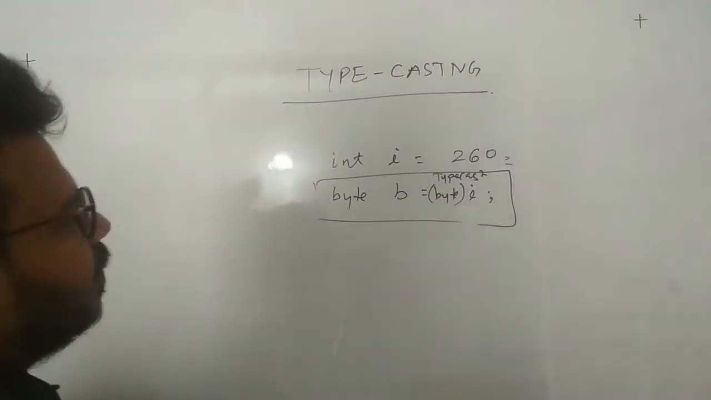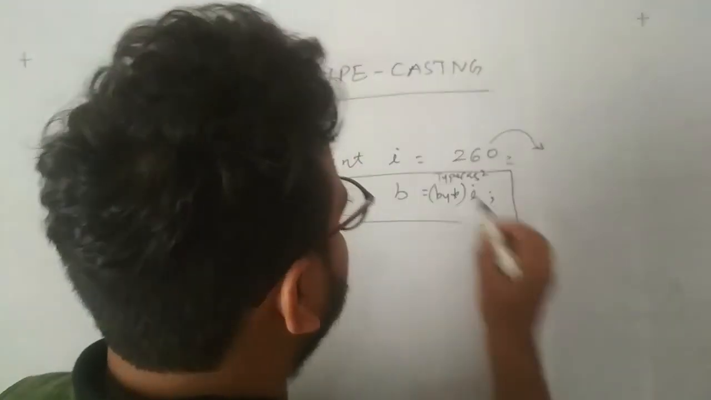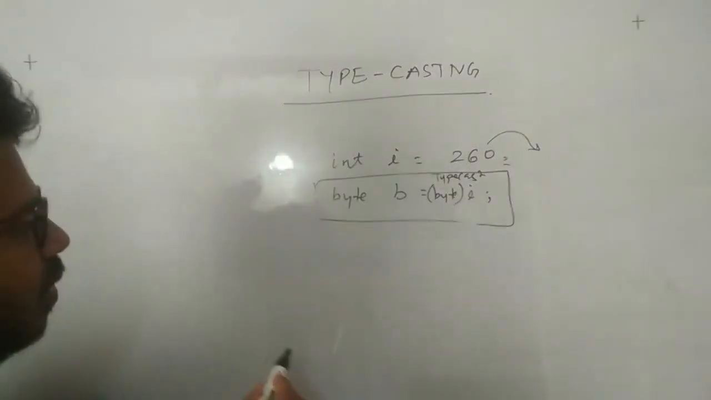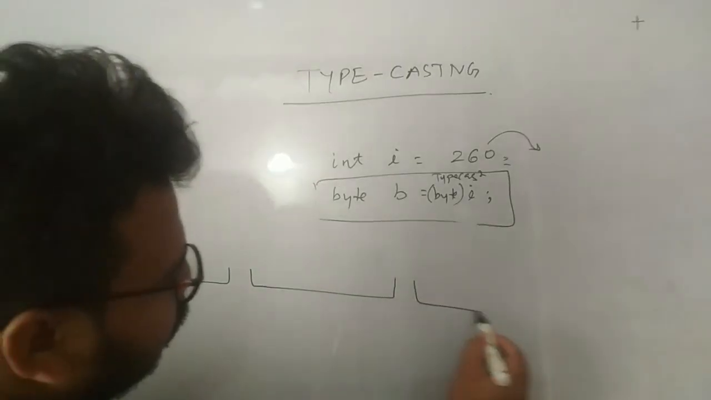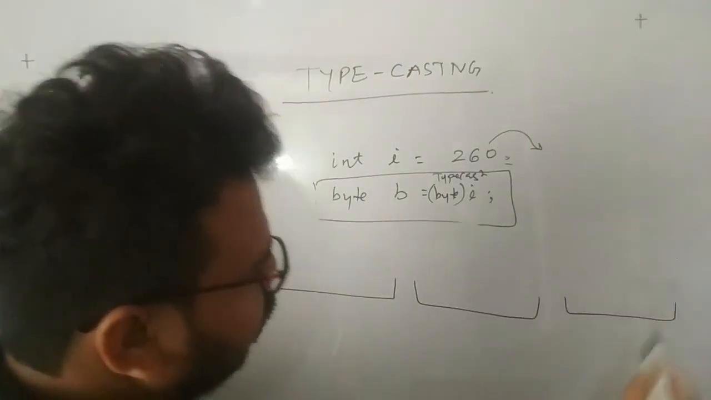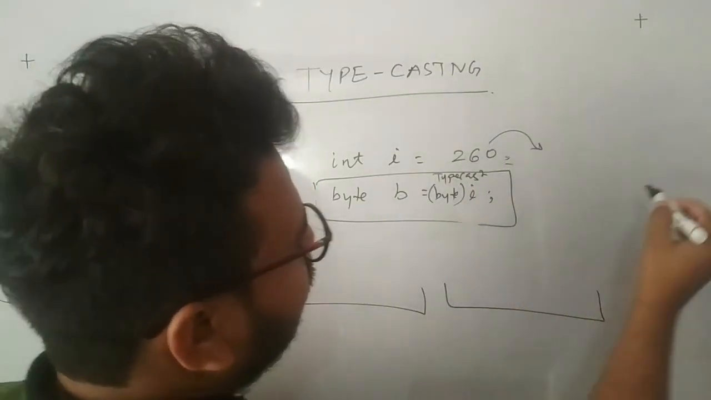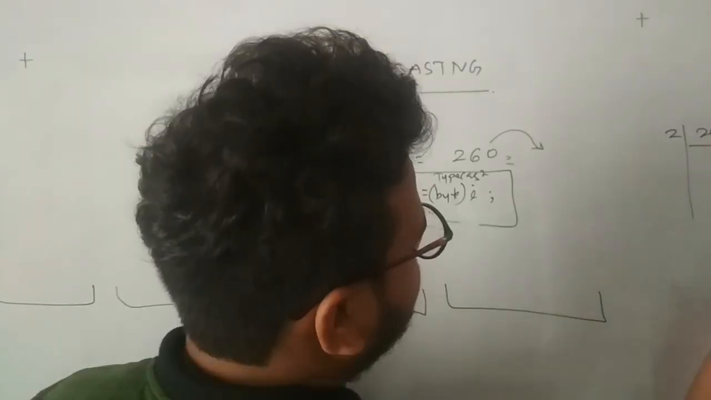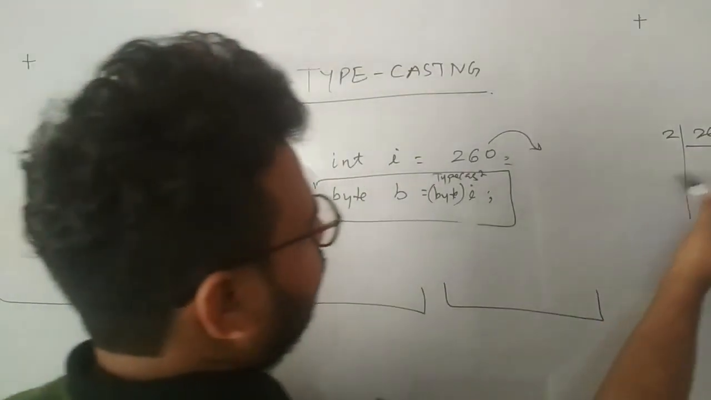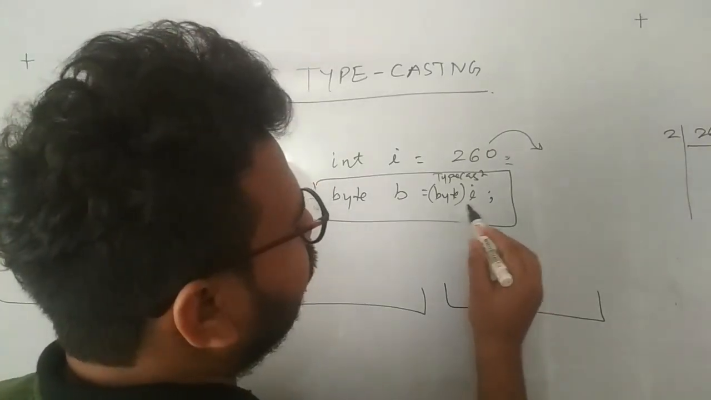So first of all, we have to convert 260 into binary. Since it is an integer, it will take 4 bytes: 1, 2, 3, 4. Okay. For 260, the binary conversion, you can use the conversion section, 260 divided by 2, and you will get the binary version of it.